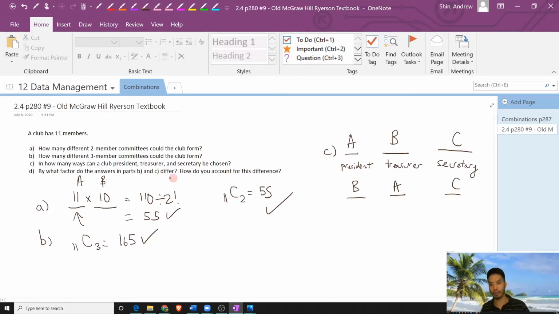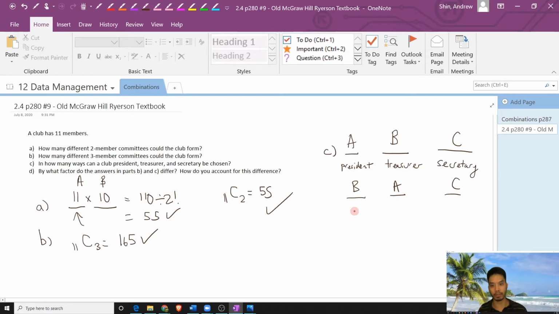So in this case, for part C, because we're actually choosing specific titles, order does matter. ABC is different from BAC, which is different from these questions over here, where AB is the same thing as BA. So in those cases, you choose combinations. In part C, order does matter, so you use permutations.